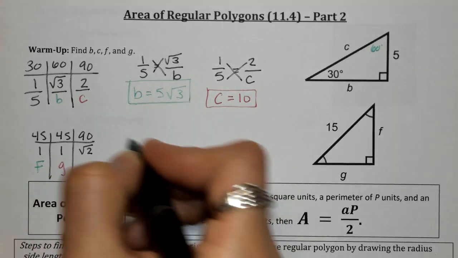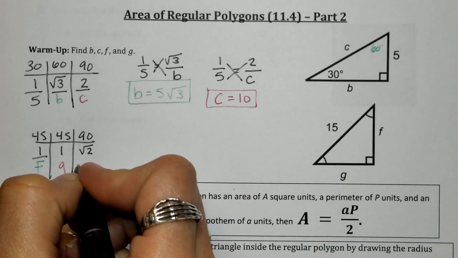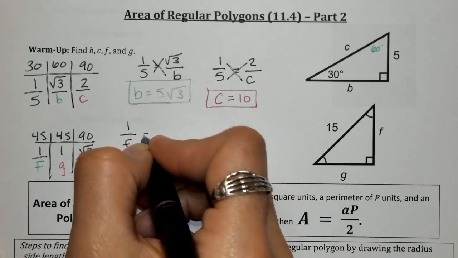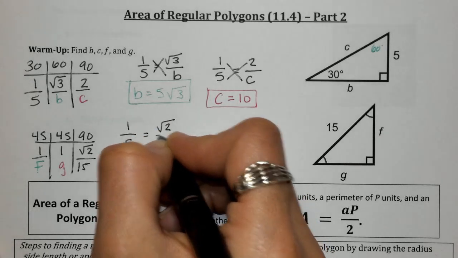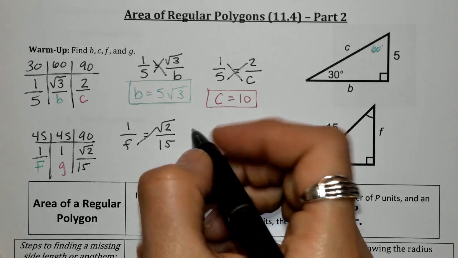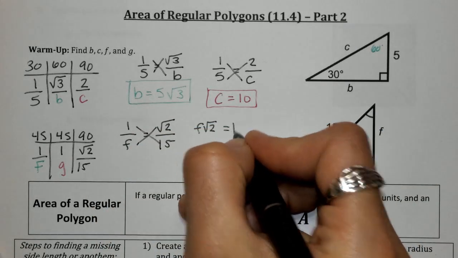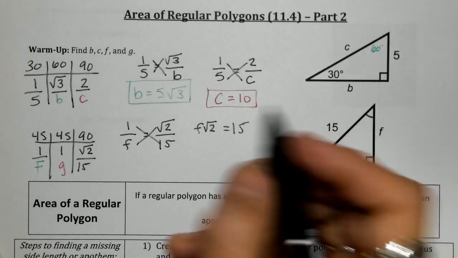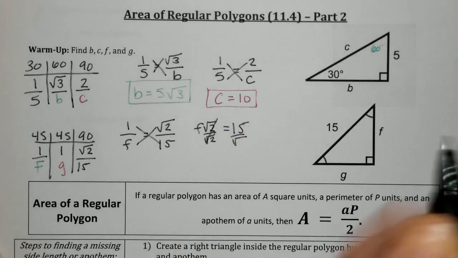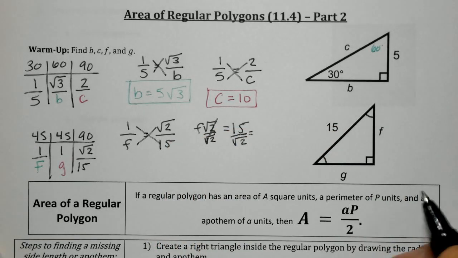So here we'll just use F, and then across from the 90 is 15. So here we have 1 over F is equal to the square root of 2 over 15. Now when we cross multiply here, we're going to wind up with F square root of 2 equals 15. We need to divide both sides by that square root of 2, so it cancels by F. And we wind up in the situation where we have a radical in the denominator. We're not allowed to, so we need to rationalize.